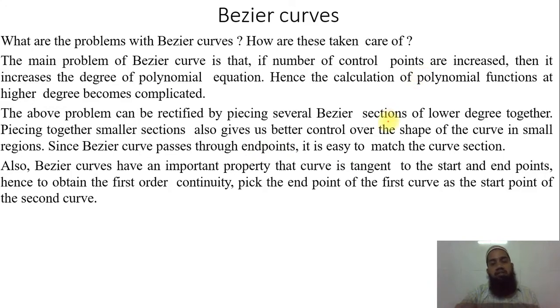As I said, Bezier curves have two disadvantages. The first disadvantage you can see over here. What is the problem with Bezier curves? The main problem of the Bezier curve is that if the number of control points is increased, then it increases the degree of the polynomial equation.